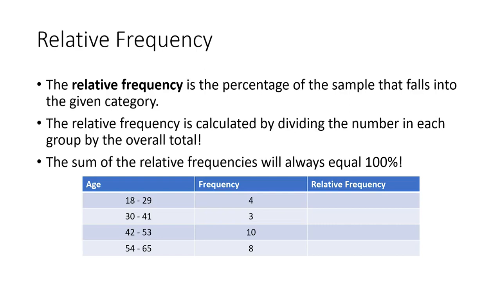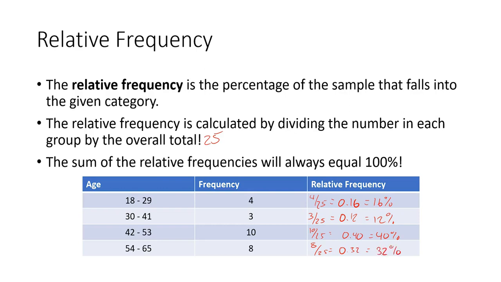We want to determine the relative frequencies for these groups. We know that there's a total overall of 25. 4 divided by 25 is going to be 0.16, or 16%. And then we can do this for all of the other groups as well. 3 divided by 25 is 0.12, or 12%. 10 divided by 25 is 0.40, or 40%. And then 8 divided by 25 is 0.32, or 32%.